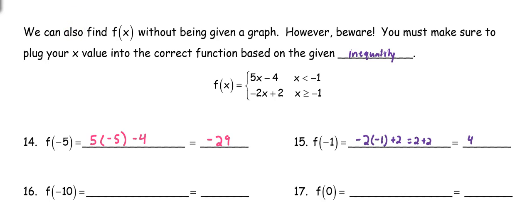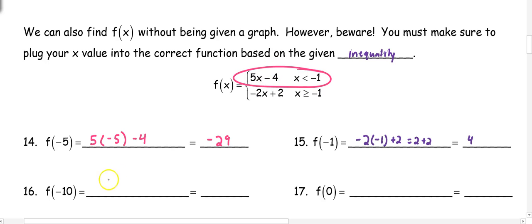The next one, f of -10. So -10 is less than -1. So again, we're going to use our first equation. So we have 5 times -10 minus 4. 5 times -10 is -50. Minus 4 gets us -54.